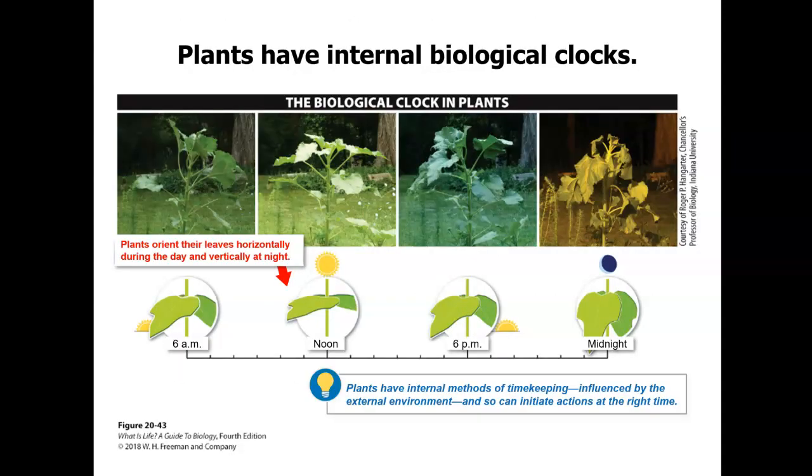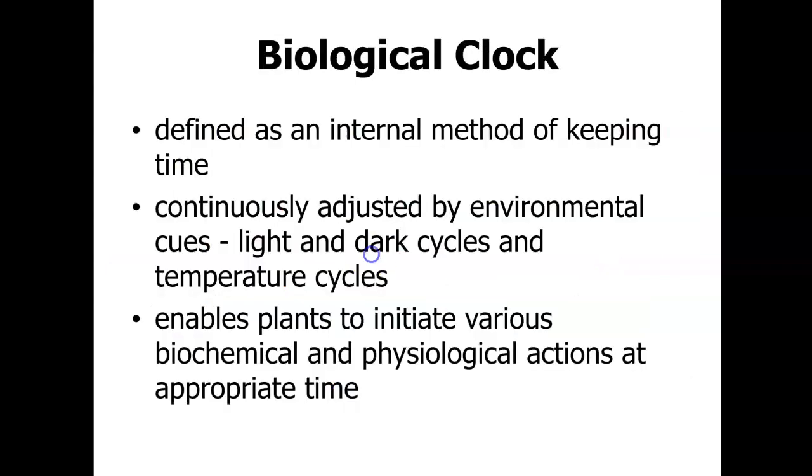Plants are also going to have internal biological clocks. Lots of times when you talk about a biological clock, you think of animals or even humans, but plants will have them as well. So plants are actually going to orient their leaves horizontally during the day and vertically at night. This is going to maximize the surface area that's able to capture the light and perform photosynthesis. With doing that, that's going to help them keep time.